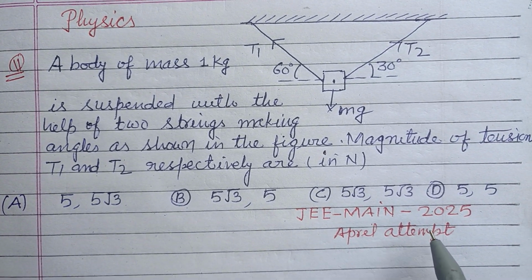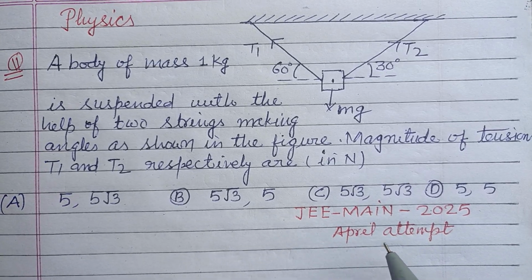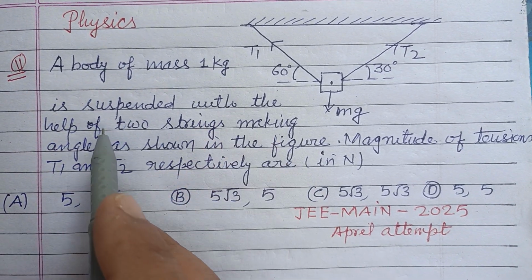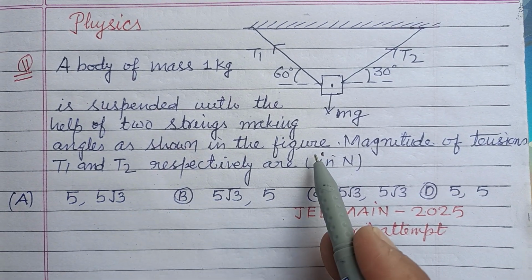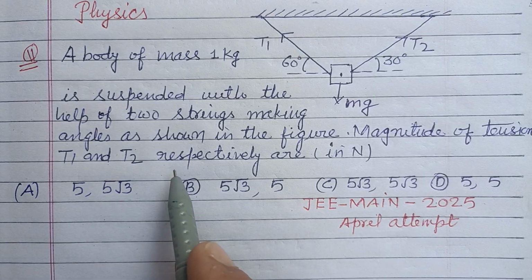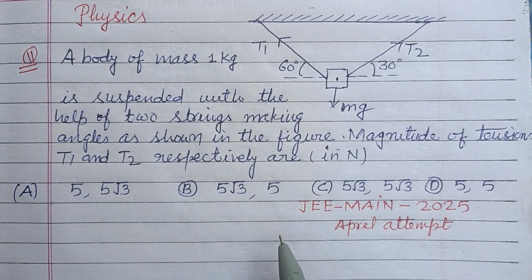Question from JEE Main 2025 April attempt. A body of mass 1 kilogram is suspended with the help of two strings making angles as shown in the figure. Magnitude of the tension T1 and T2 respectively are in Newton.